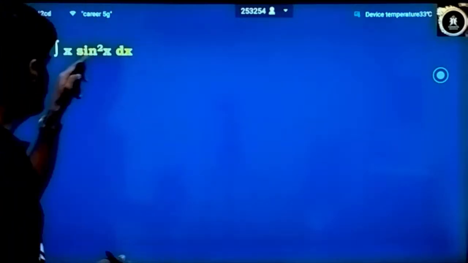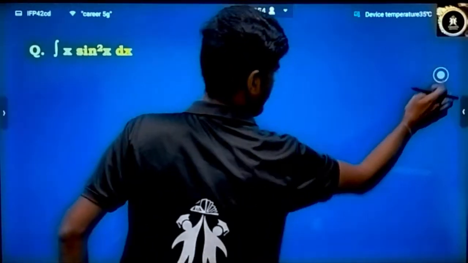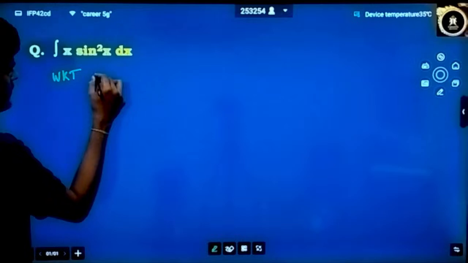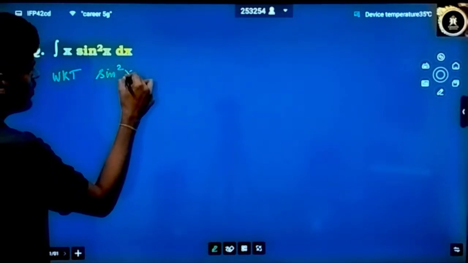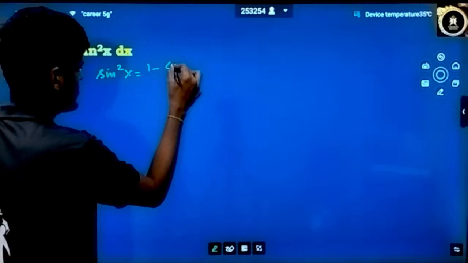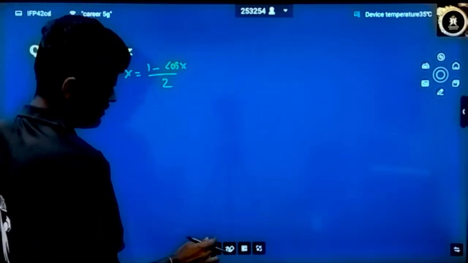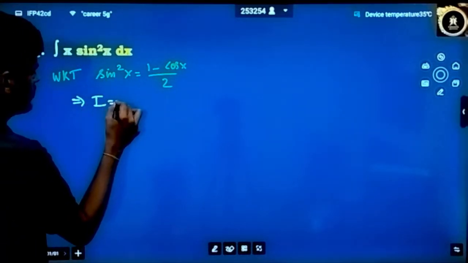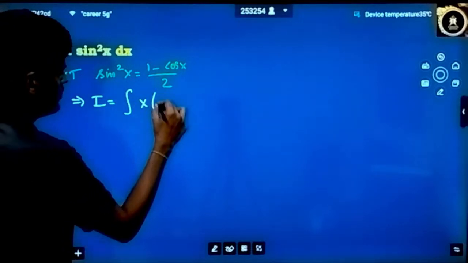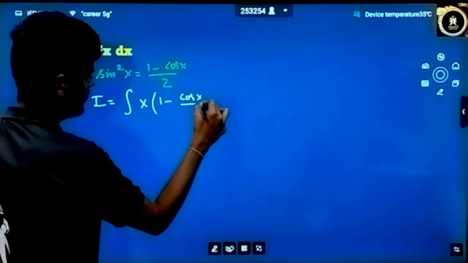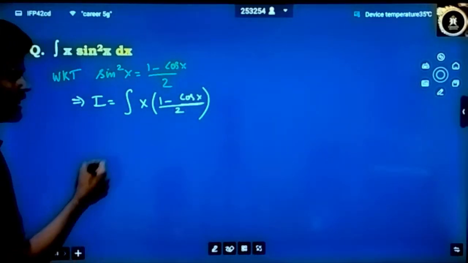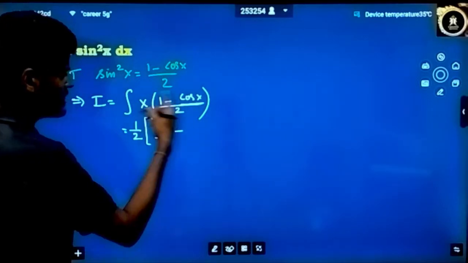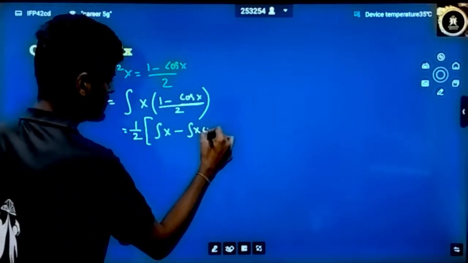So what is the formula for sin square x? We already know that. We know that 2 sin square x is 1 minus cos 2x. So we will get sin square x equal to 1 minus cos 2x divided by 2. Now the integral is equal to the integral of x into 1 minus cos 2x by 2. We can take out 1 by 2 outside. This is equal to 1 by 2 of the integral of x, we can split this separately, minus the integral of x cos 2x.